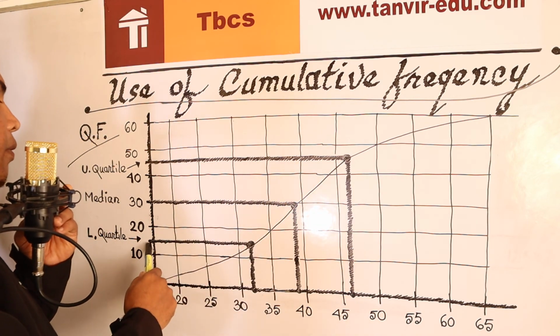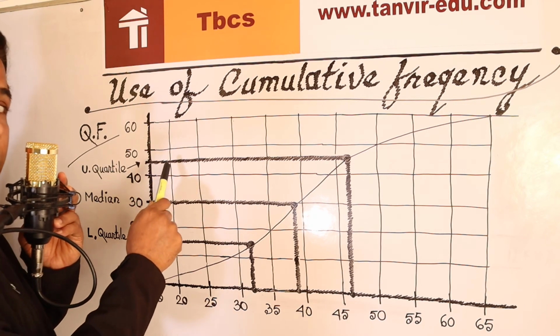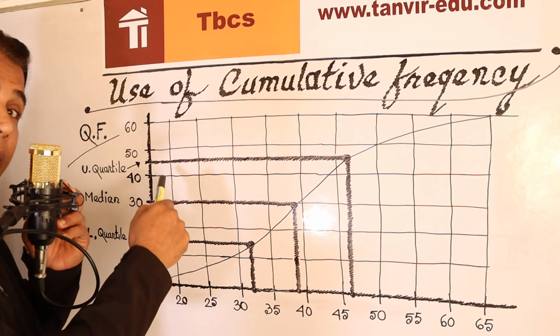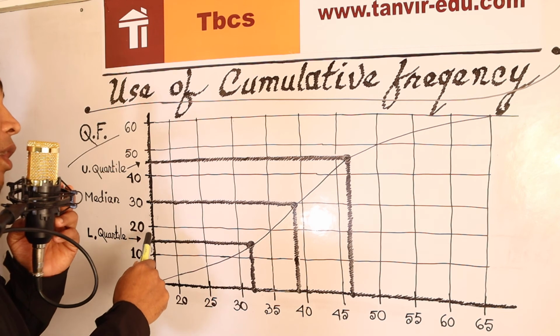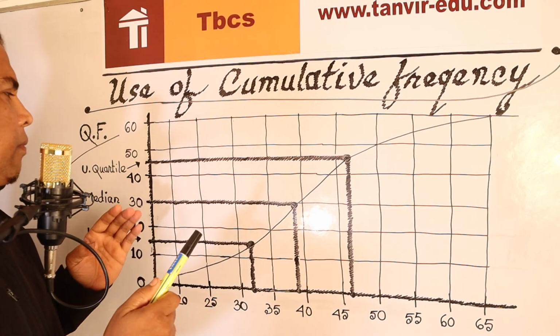So this is the lower quartile, this is the median, this is the upper quartile. Many times they ask for the interquartile, the difference between the lower quartile and the upper quartile. Okay, that's a different talk.